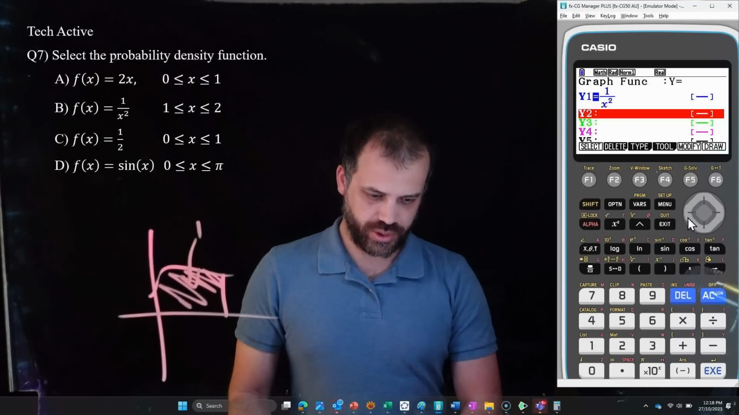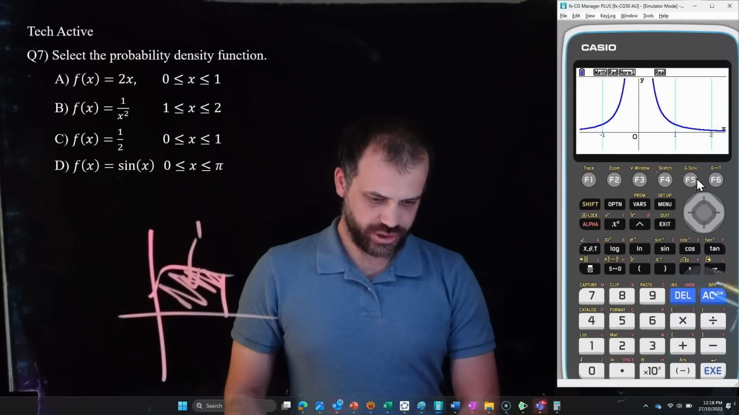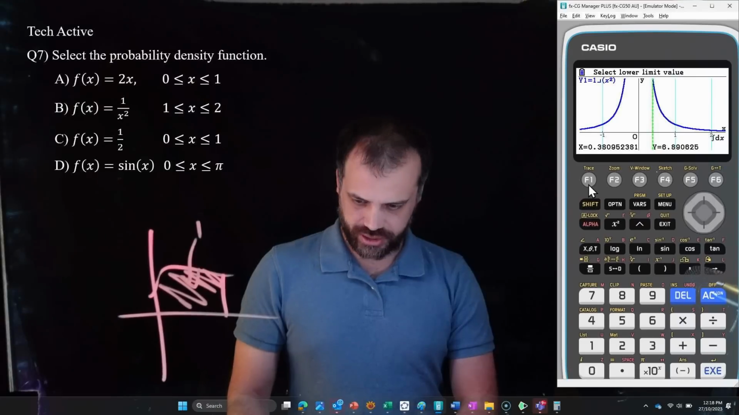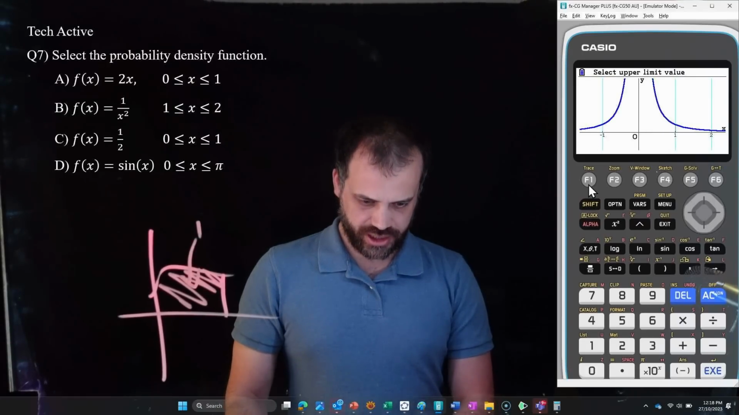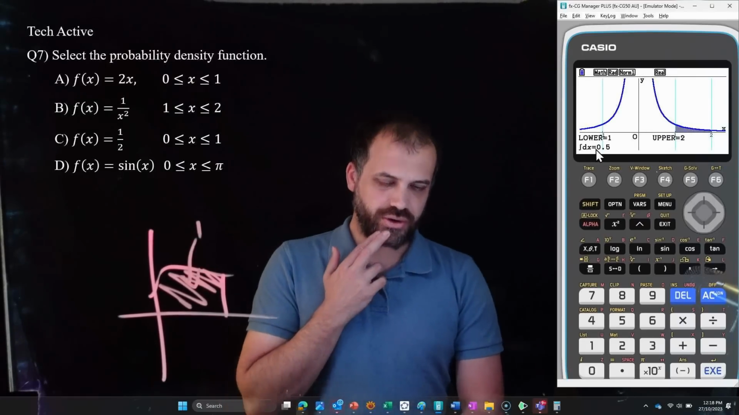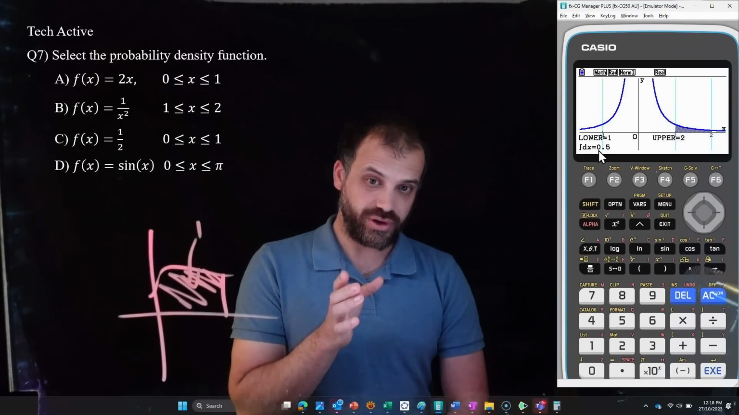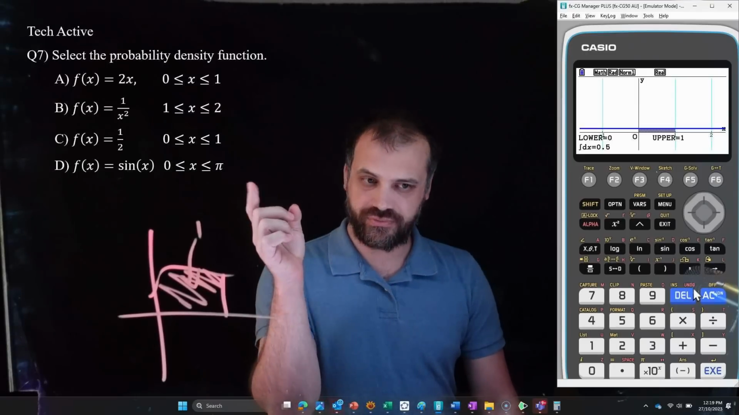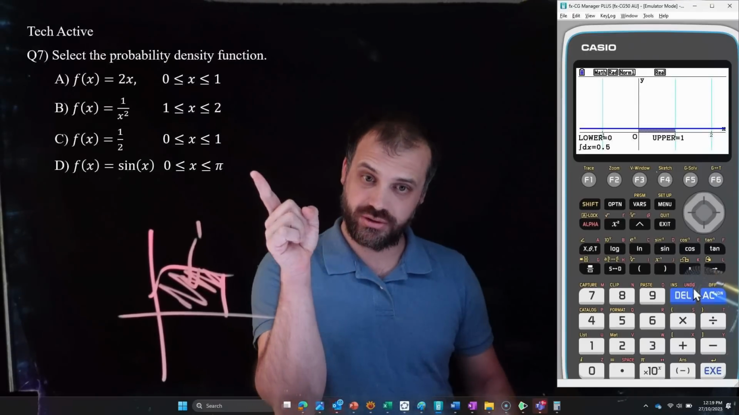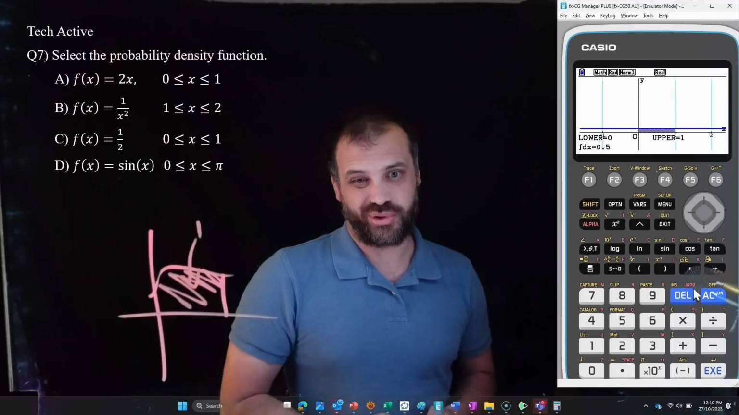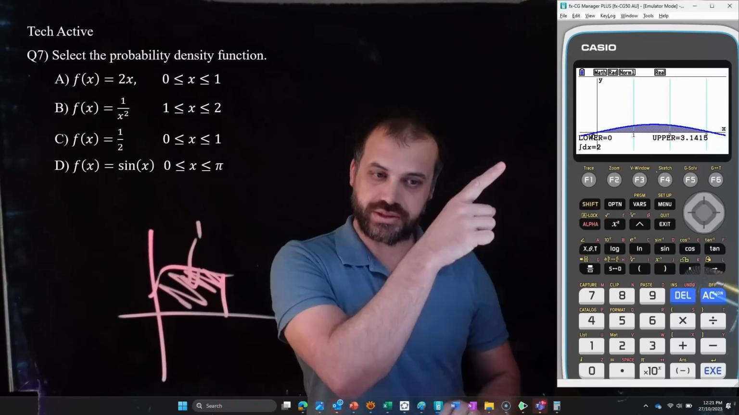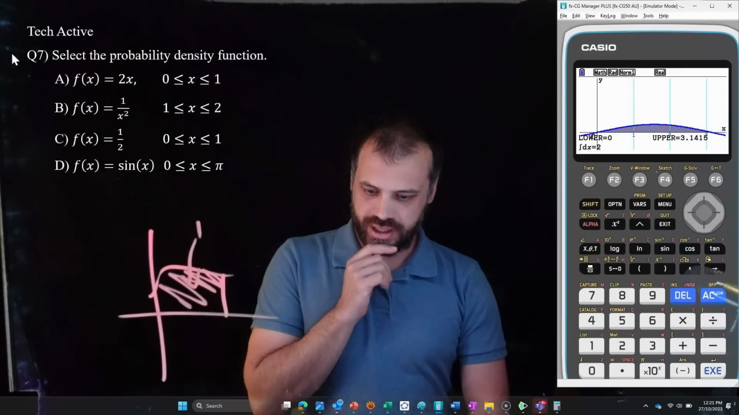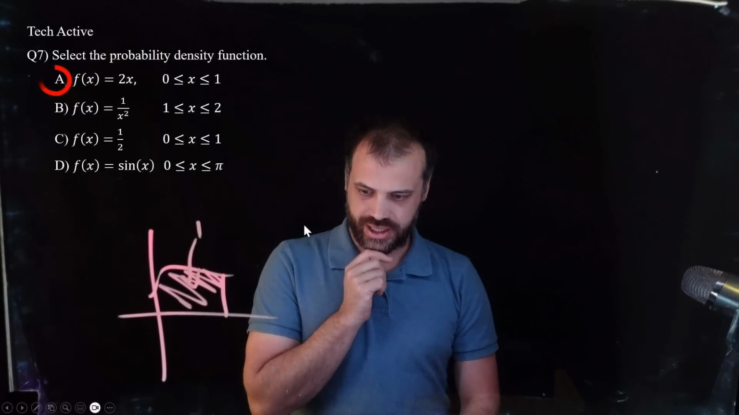Typed in 1 on x squared, sketch that. I'm just going to G-solve that. I'm not going to do this for all of them, so you don't have to watch me do every single one of them. Between 1 and 2, the area under the curve there is 0.5, so no good. Now this is part C, f of x equals 1/2. I integrated between 0 and 1, that's the domain, 0.5. No good either. Last one, sine x between 0 and pi, and we can see an answer of 2. No good either. That means my answer is A.